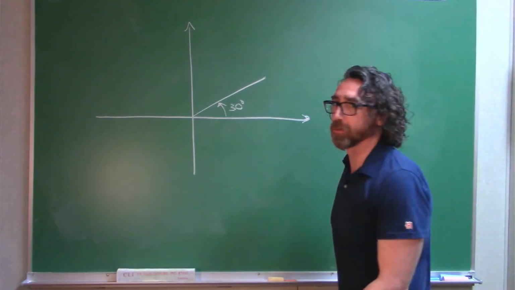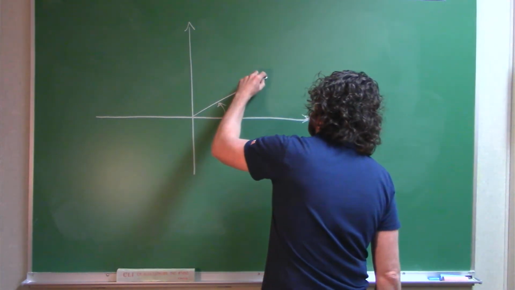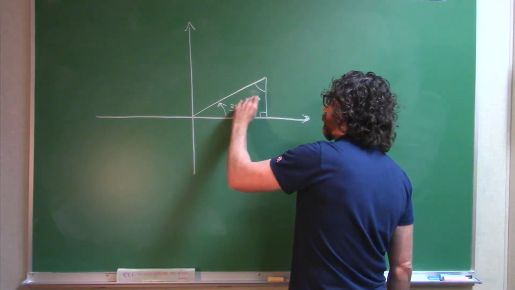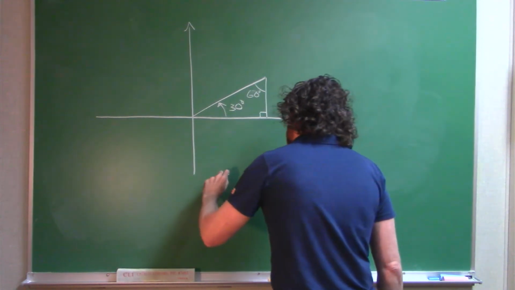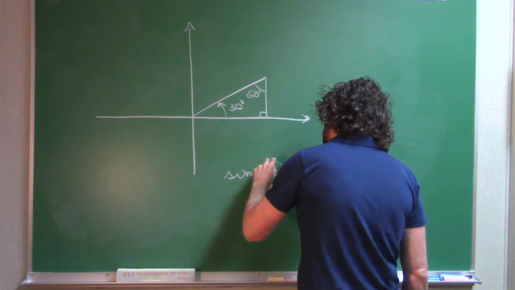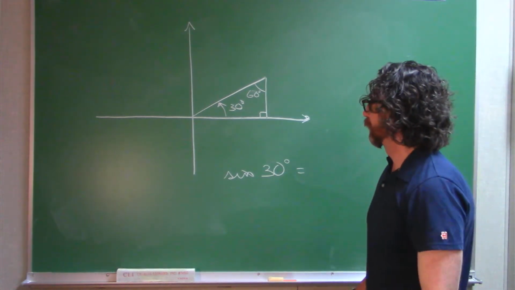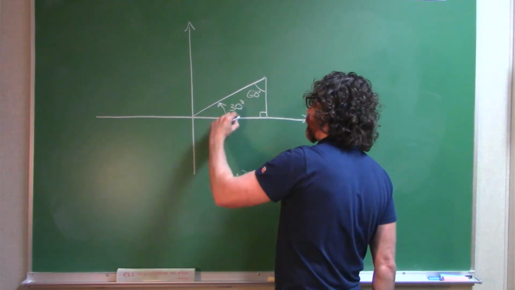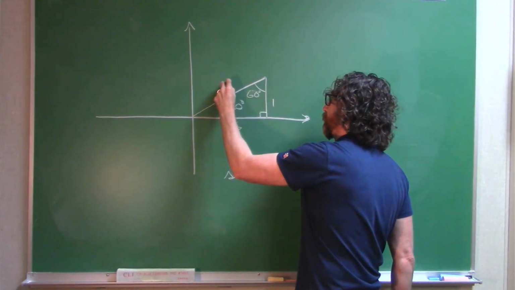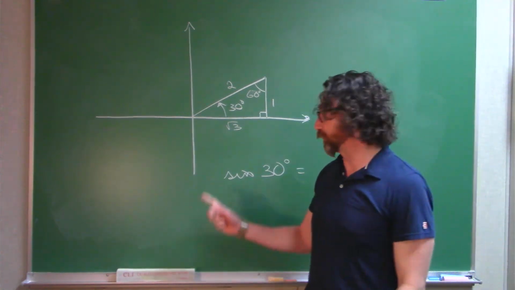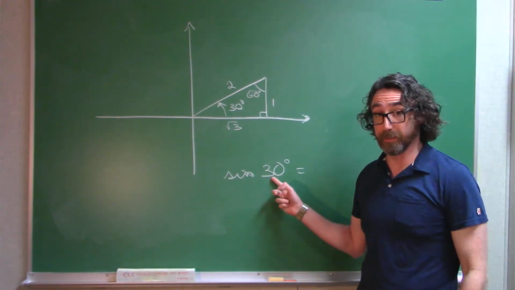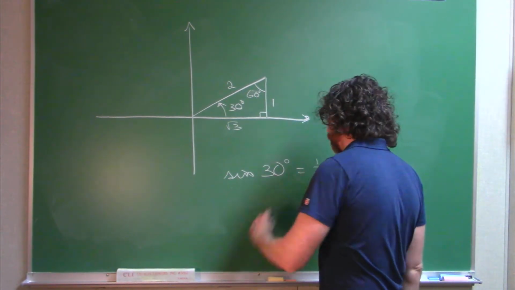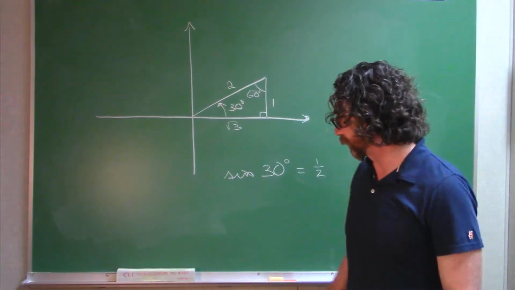Let's talk about a 30-degree angle in standard position. 30 degrees is a special angle, so we can work in a special 30, 60, 90 triangle. If I want to find sine 30 degrees, I can get the exact value by using a special triangle. So sine 30 degrees is 1 over 2. Easy enough.